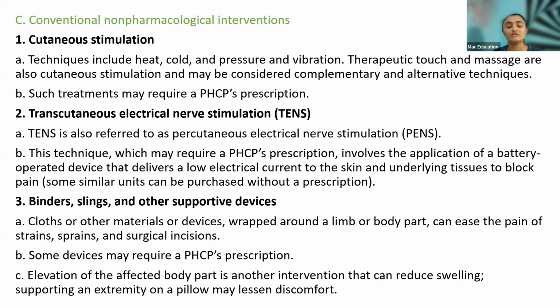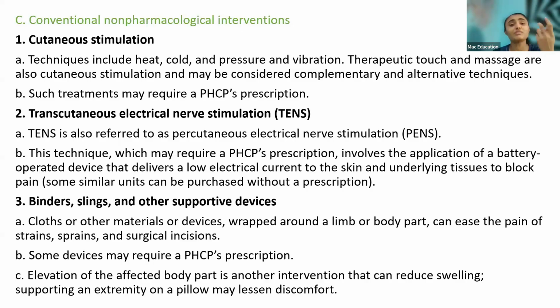That is a non-pharmacological method. Clothes or other material or devices are wrapped around a limb or a body part that can ease the pain of strains, sprains, and surgical incisions. They are wrapped around the limb, whichever the location the patient is experiencing pain. The doctor will suggest to wrap a cloth, that is the crepe bandage or other devices, wherever the patient is experiencing pain. For example, if the patient has undergone TKR, there are special devices that will support the knee to relieve the pain. And one example is crepe bandages.